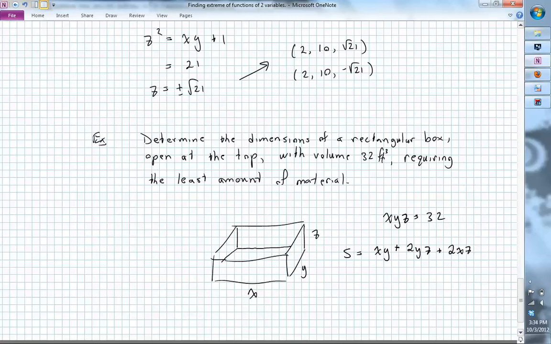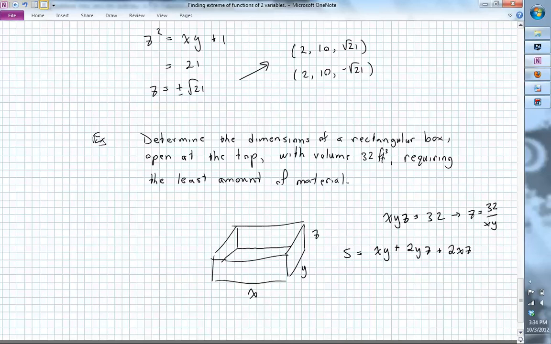Too many variables in S, right? So what do we do? Eliminate one of the variables using the volume constraint. Which one do you want to eliminate? Z. Everybody wants to eliminate Z. Z is 32 over XY.